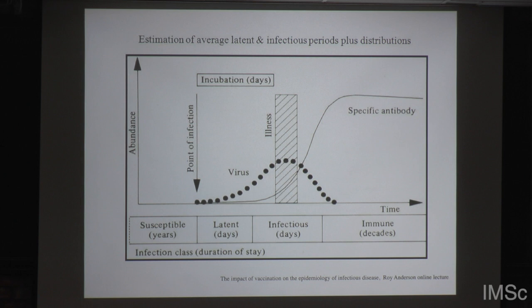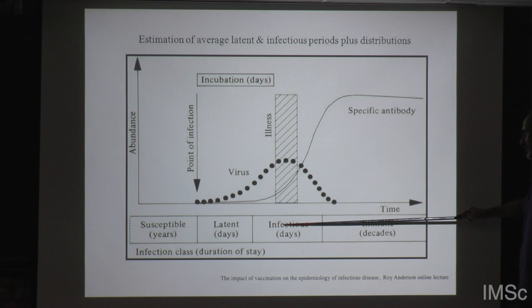And finally, over here, you have lots of antibodies in your system. If that virus comes back, you will clear it out immediately. At this point, you are now immune. And your immunity can last for decades, it can last lifelong, depending upon what disease it actually is. So the period here, you can be susceptible for years. You can be in a latent state for days. You can be infectious for days. But again, you can be immune for decades. So it's really a fairly short interval, the time in which you fall sick and the time in which you recover.